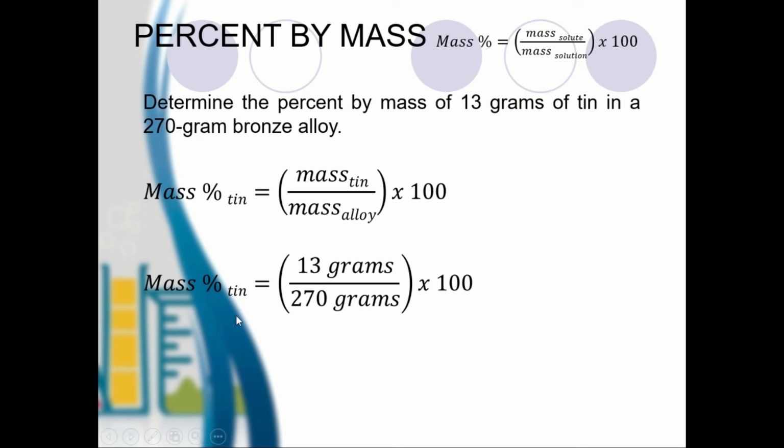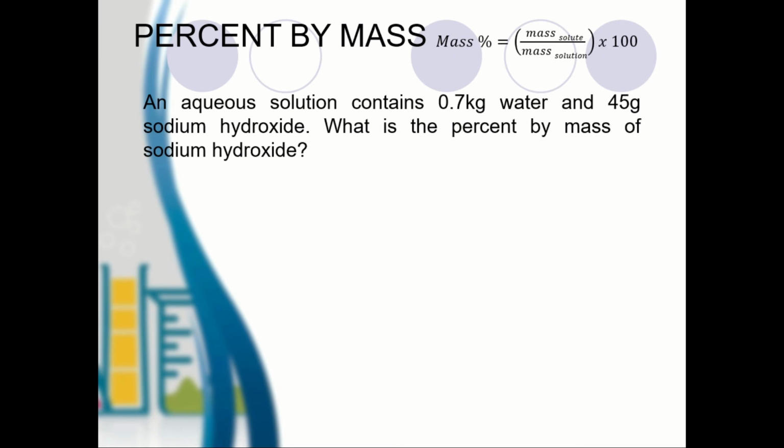Now in this case, pareho silang nasa grams, so we can proceed. So the mass percent of tin will be equal to 13 grams, which is the tin, divided by 270 grams, which is the bronze alloy, times 100, cancel grams. So mass percent of tin will be equal to 4.81%. Another example, an aqueous solution, ibig sabihin inside a water solution, contains 0.7 kilograms of water and 45 grams of sodium hydroxide. What is the percent by mass of sodium hydroxide?